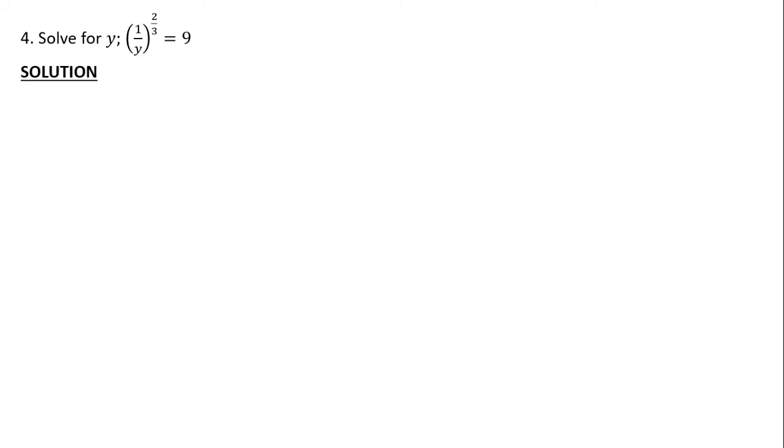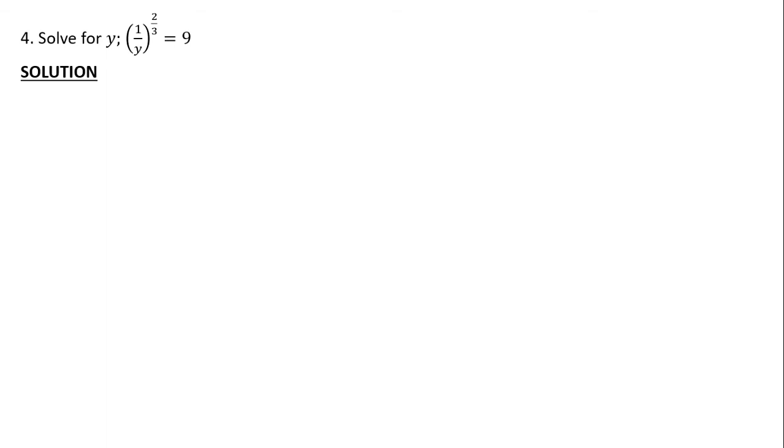We continue. Solve for y. We have 1 over y to the power 2 over 3 is equal to 9. So what we are supposed to do is to find the value of y such that when we replace it, it's going to give us a 9.